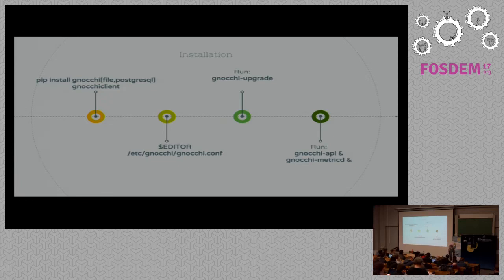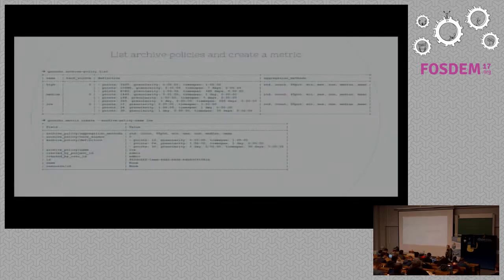For the client, you just have to edit the configuration file where you have to change only a couple of lines, because everything works by default. The upgrade script creates the first data in the SQL database. Then you have only two daemons to run, and you can run any number of workers for these daemons on any number of nodes: the REST API and the metric daemon. Once you've done that, you can use the Gnocchi command line tool. The stage is pretty small, sorry, but there's a lot of output. The first command is gnocchi archive-policy list.